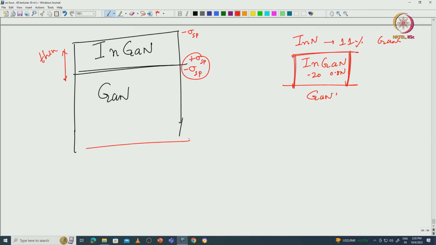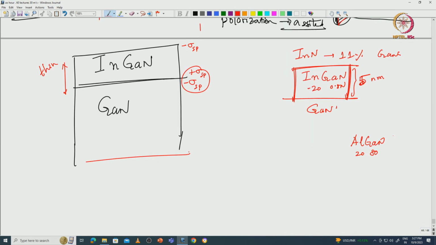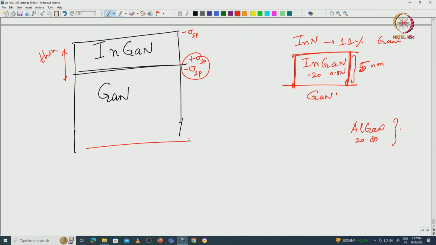So, you want to keep it strained, only then you get the piezoelectric polarization. If you want to keep it strained, then the critical thickness of this layer is very low. At 20% InGaN it could be maybe 5 nanometers, just giving an example. It could be plus or minus something, but it is very low, maybe 5 to 10 nanometers, not more. That is very thin. If you look at AlGaN, typically say 20% AlGaN and 80% GaN, then you can grow it thicker. For instance, you can easily grow it up to say 25 to 30 nanometers, and this will not have a problem, but InGaN has a problem.